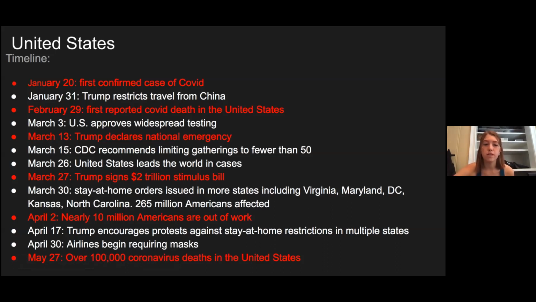And then March 15th, the CDC recommended limiting gatherings to fewer than 50 people, which obviously, when you provide a recommendation like that, a lot of people will continue to not follow it. Then on March 27th, Trump signed a $2 trillion stimulus bill in an attempt to combat the spread of COVID. And then on April 2nd, nearly 10 million Americans were out of work, which shows the devastating effects on the United States economy. And by May 27th, over 100,000 coronavirus deaths had occurred in the United States, which just shows how rapidly the virus spread and how many people were affected by it. Next slide.